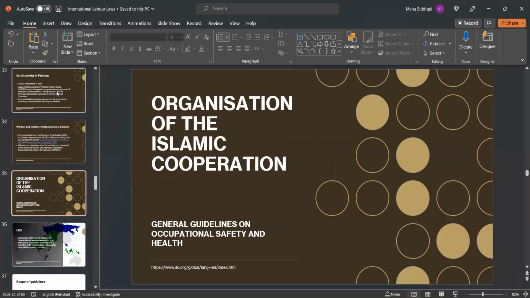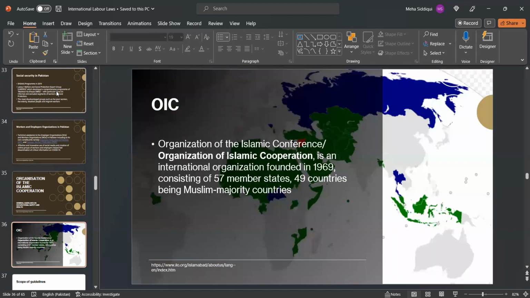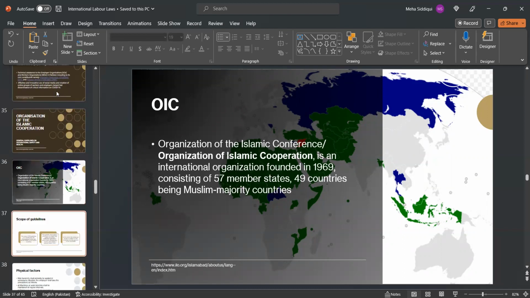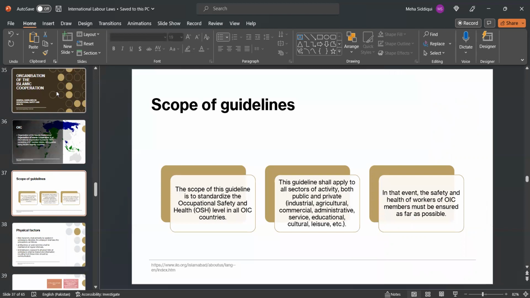Organization of the Islamic Cooperation. These are the general guidelines on occupational safety and health. Now, OIC is an international organization founded in 1969 consisting of 57 member states, 49 countries being Muslim majority countries. The scope of guidelines is to standardize the occupational safety and health level in all OIC countries. This guideline shall apply to all sectors of activity, both public and private. In that, even the safety and health of workers of OIC members must be ensured as far as possible.